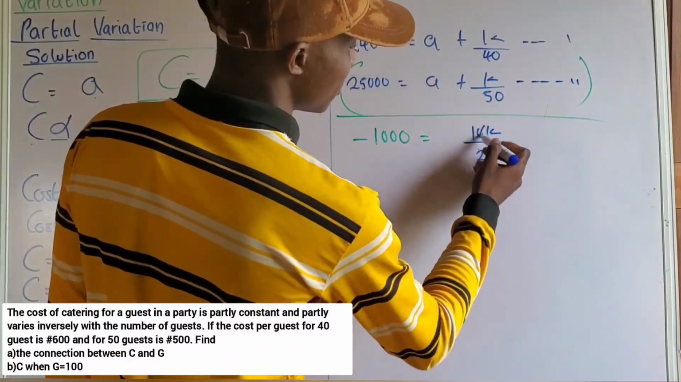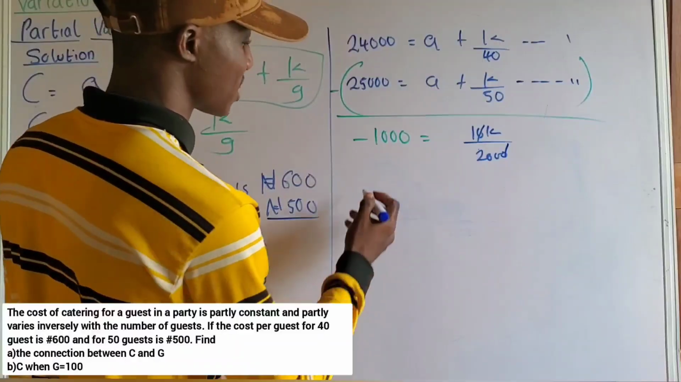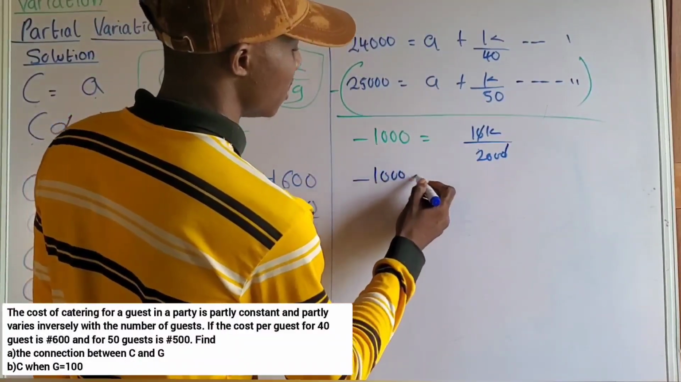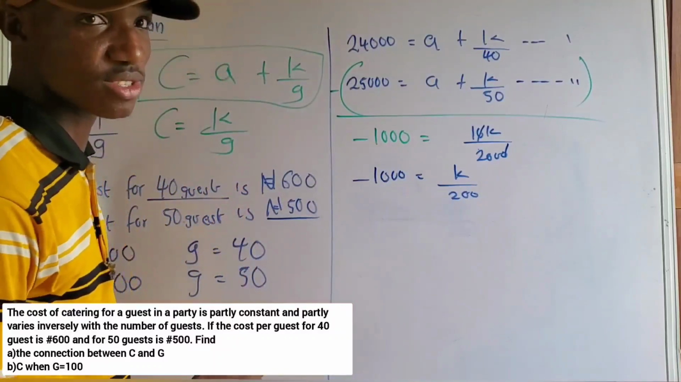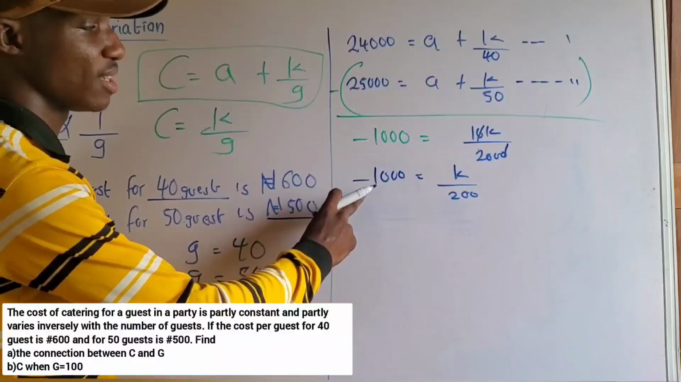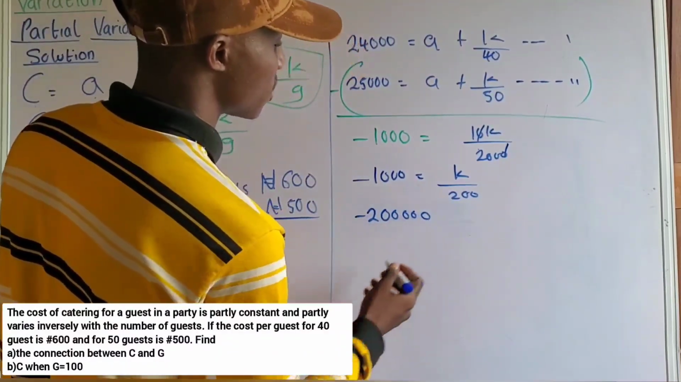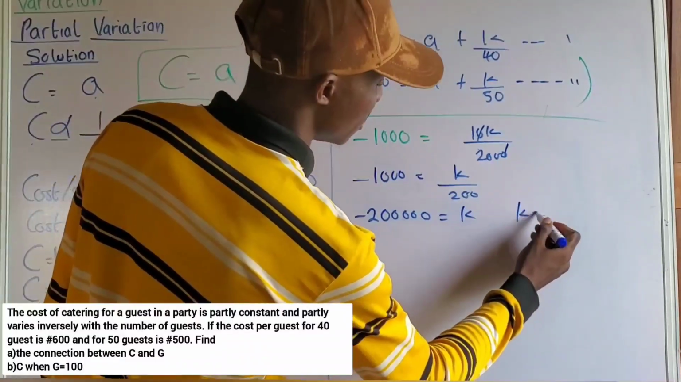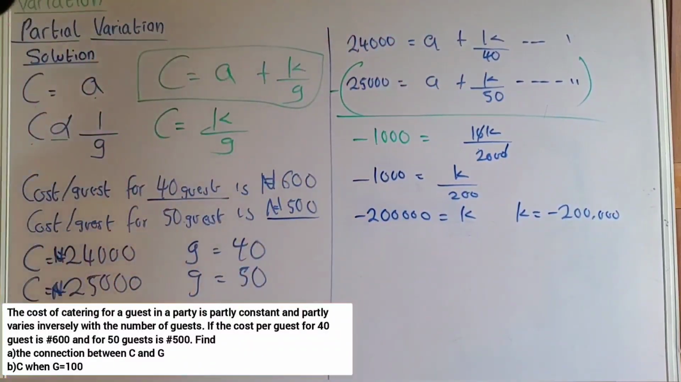You can reduce it. This 0 will cancel this 0. You are left with what? K over 200, right? Do you understand? So I'm going to have minus 1,000 equals K over 200, okay? You can take the cross multiplication. Do you understand? Okay? 200 multiplied by 1,000. That is what? Minus 200,000 equals K. So the value of K is equal to minus 200,000.